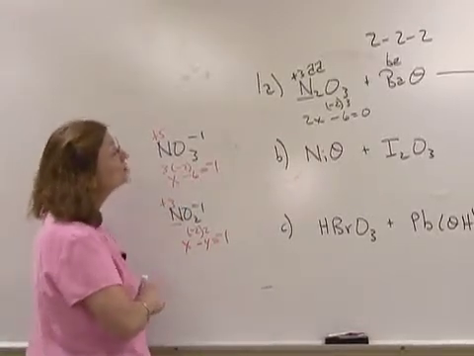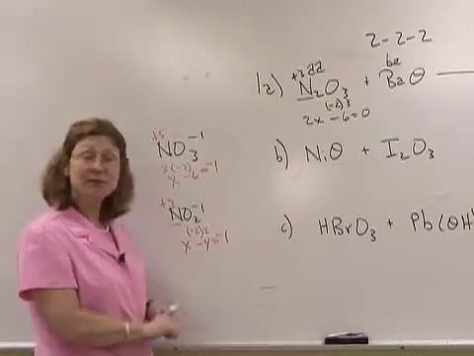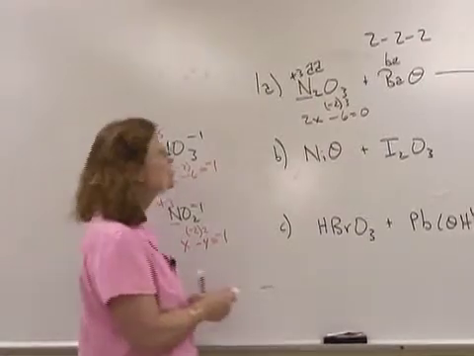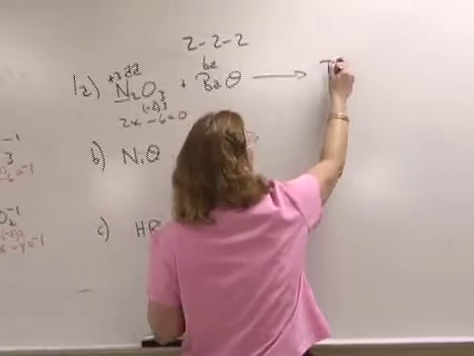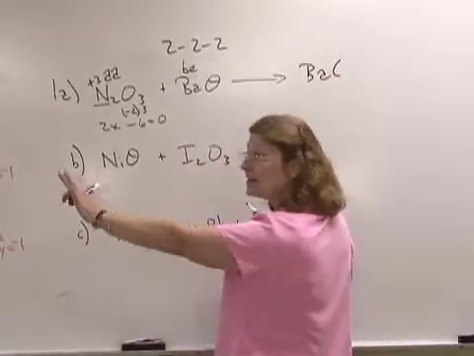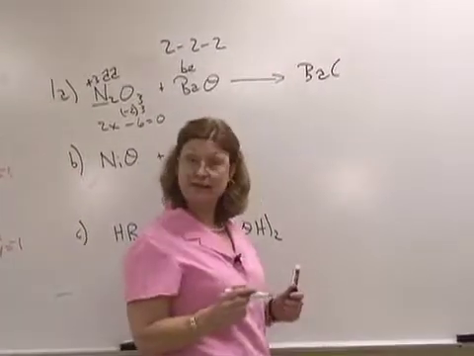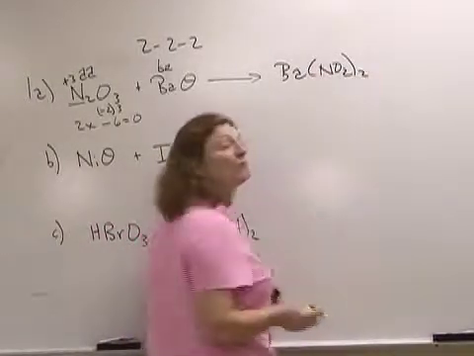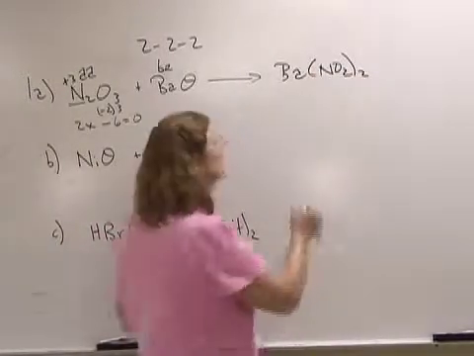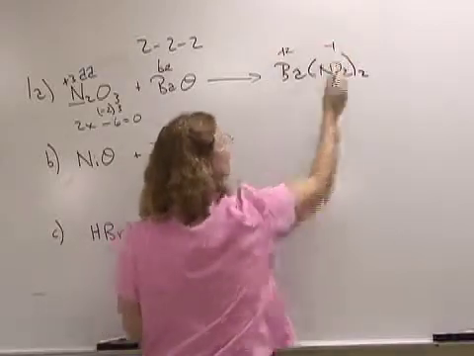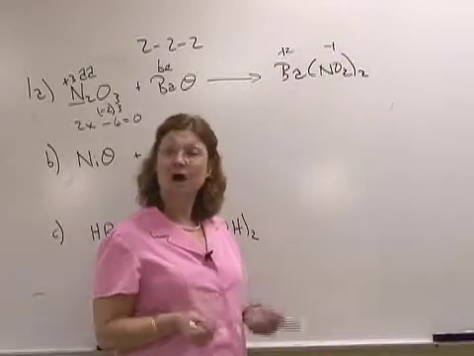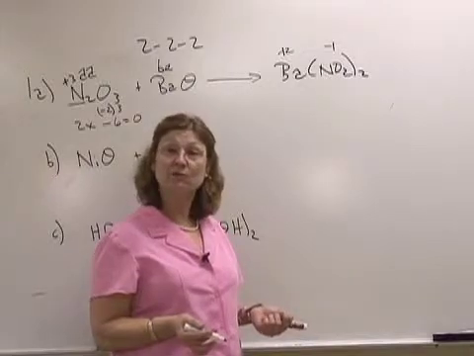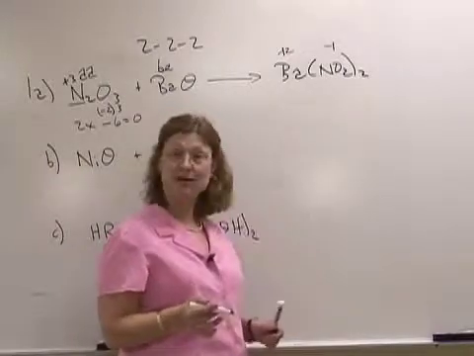Now, I know that I get a salt, and a salt is a metal with a polyatomic ion. So barium is my metal, and I figured out that my polyatomic ion is nitrite. I still must balance my formulas. Barium has a +2 charge, and nitrite is -1. The common multiple between 2 and 1 is 2, so I must have 2 nitrites.